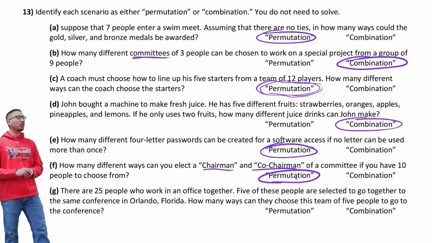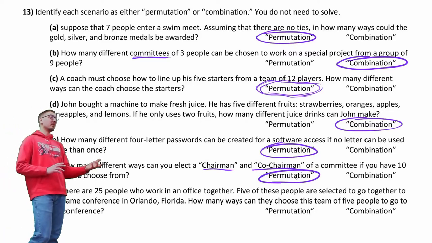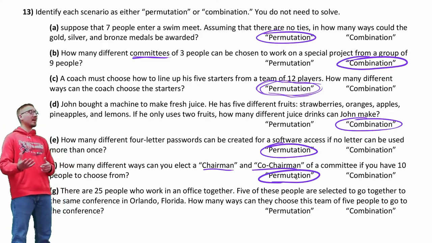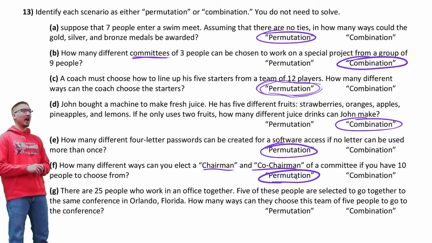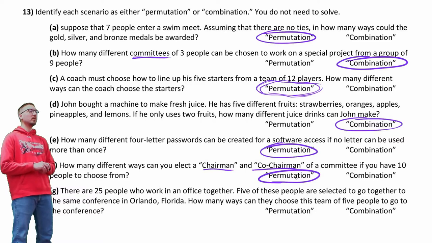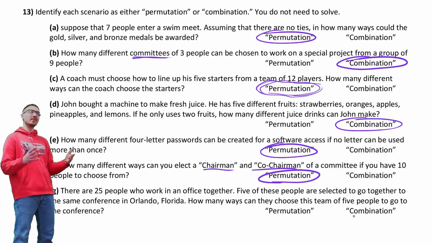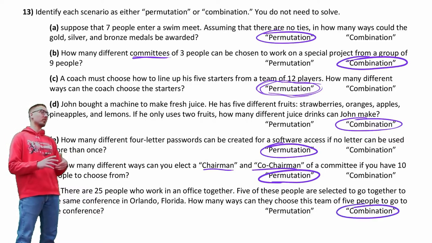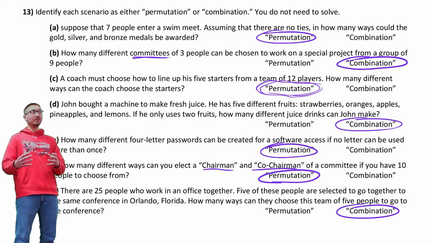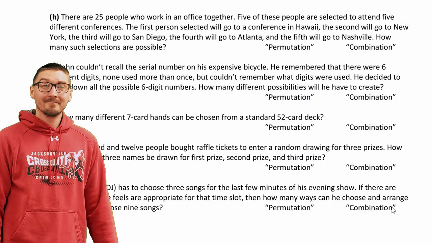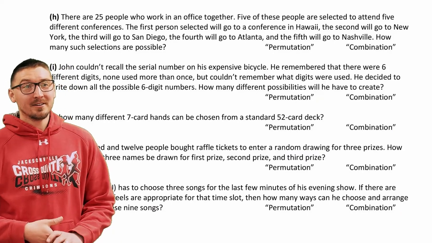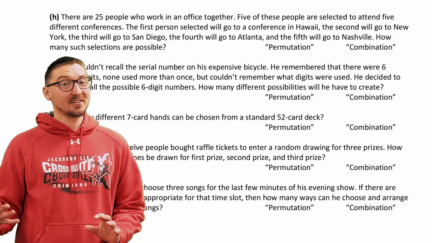G, there are 25 people who work in an office together. 5 of those people are elected to go to the same conference in Orlando, Florida. How many different ways can this team of 5 people be chosen before they go to the conference? This is a combination. The order doesn't matter, it's the same group of people, and so I don't care who gets called first.